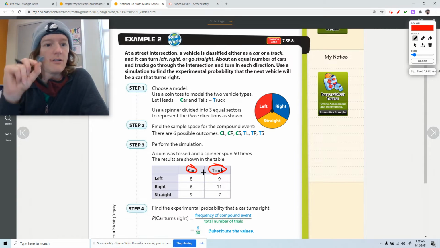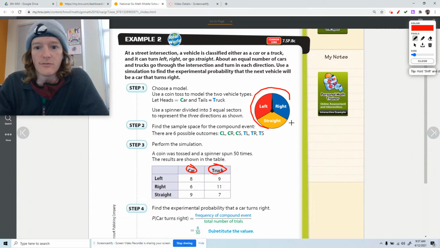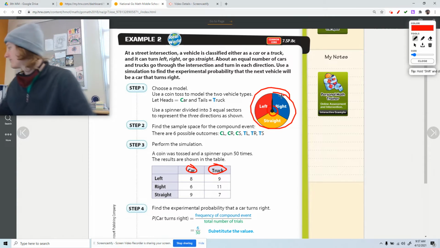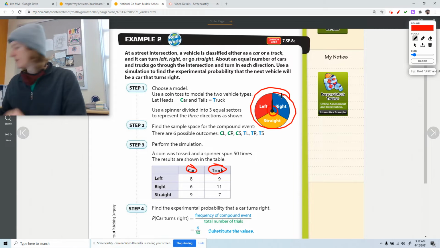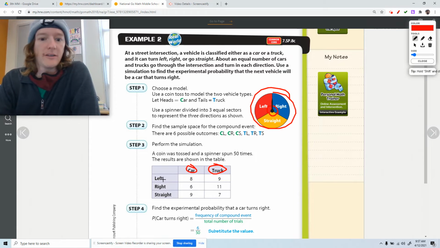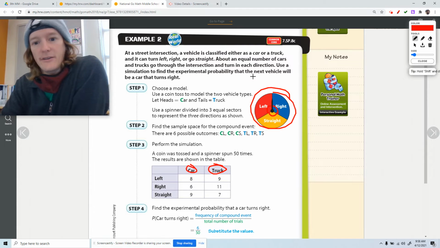Heads is a car, tails is a truck, maybe. And then they can go left, right, or straight. So what they did is they made a spinner. We had an example of a spinner like this where each one was 120 degrees, because that adds up to 360. So they're perfectly balanced, perfectly even for our spinner. And they would spin and get the probability of a car going left, right, or straight, because it's equal probability, apparently, of cars going left, right, or straight here.